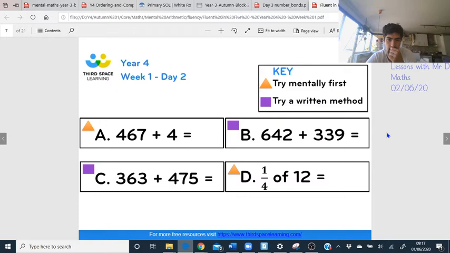Remember, triangle means have a go mentally. So that means try in your head without anything written down. The square means try a written method, and it's not because you can't work it out in your head, it's because it's actually a lot easier to do these sorts of sums with a written method, because the numbers are just too big and it's hard to work in your head. Alright, have a go with that. You can pause the screen now. And I will copy this over and we'll have a go.